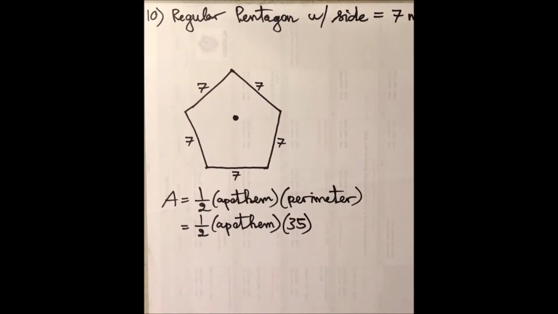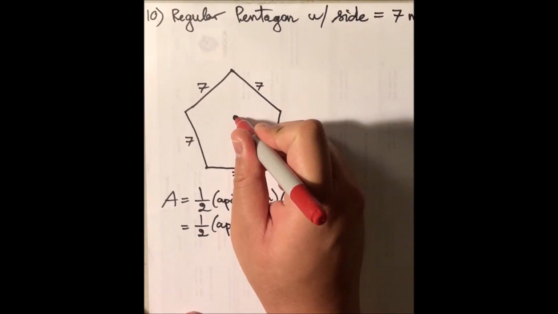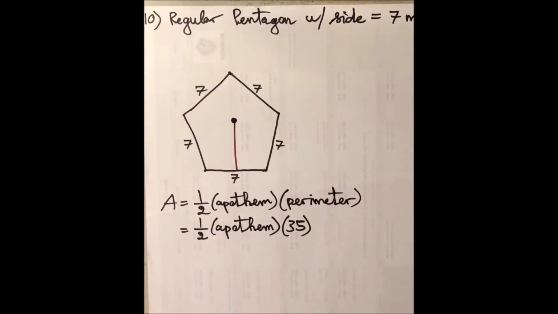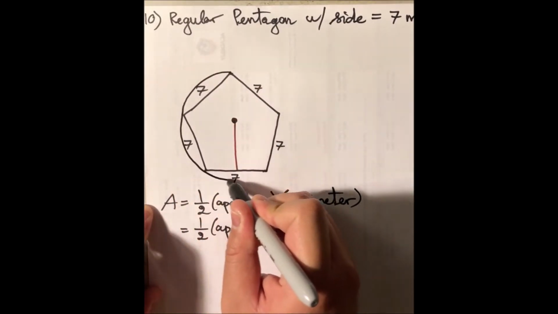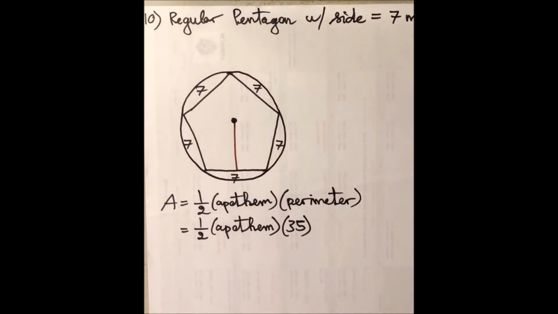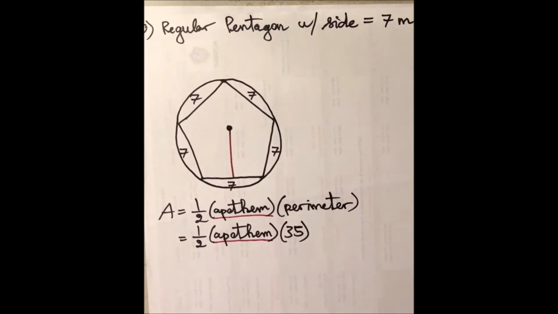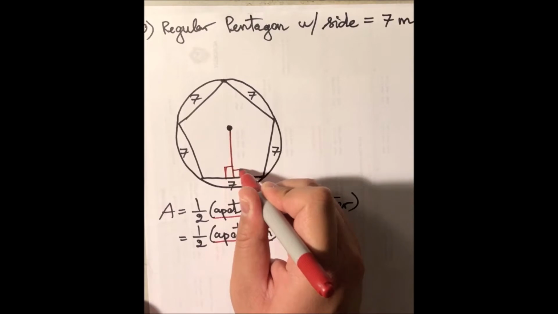Now, how do we find the apothem? Well, remember that the apothem is the distance between the center of the circle in which this pentagon is inscribed. So let me draw that. So that's a circle. Sorry for my bad drawing. So the apothem in the red is the distance between the center of the circle to any one of the sides of this regular pentagon, and it is intersecting the side perpendicularly, so there's a right angle right there.